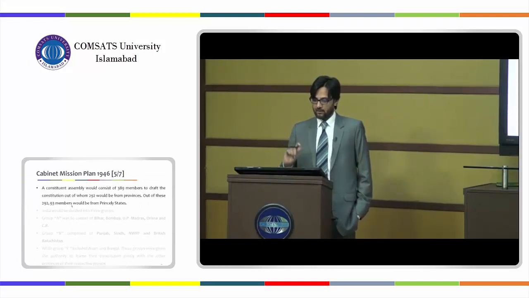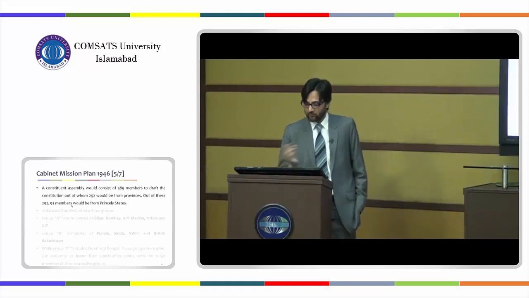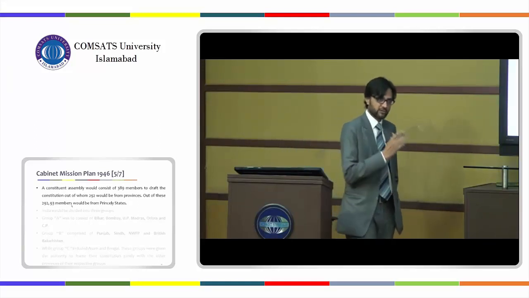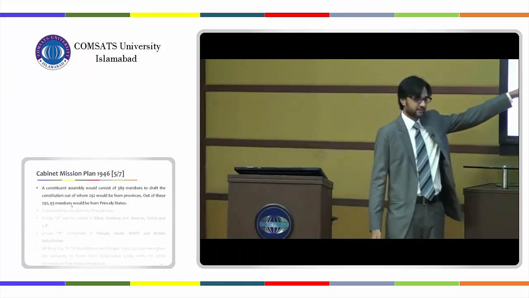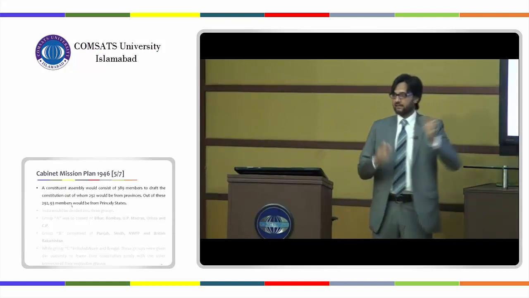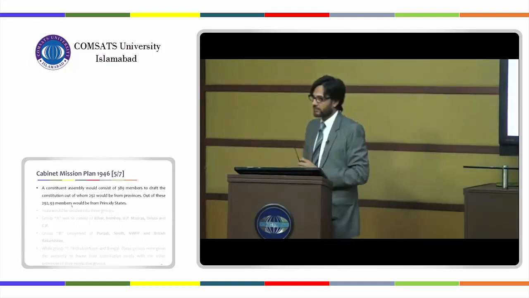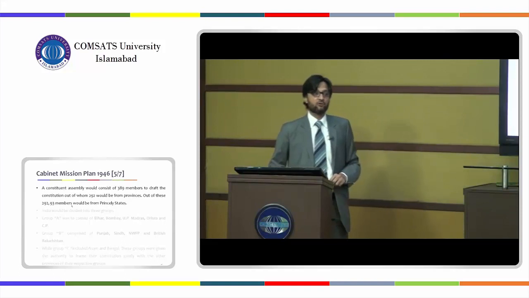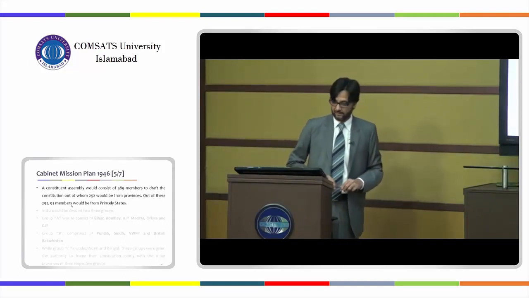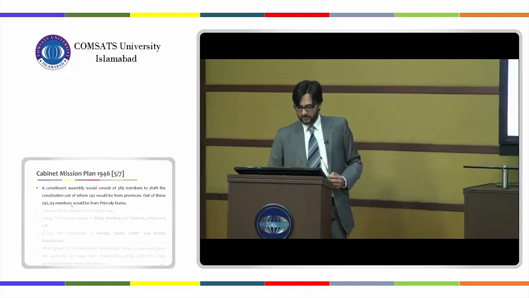Okay, now a Constituent Assembly would constitute 389 members to draft the constitution. Out of those 389, 292 would be from provinces and 93 would be from the princely states, right? So this was the composition of the central legislature, this is how it would be formed, and then they would talk about the future of India and the future constitution, whatever they want.